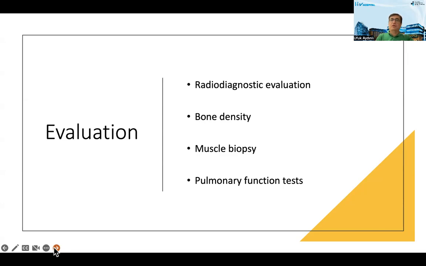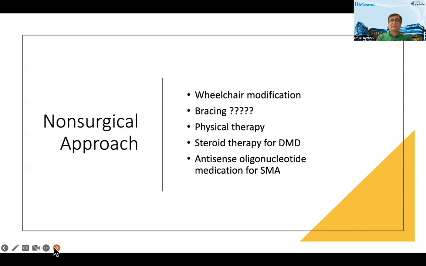The evaluation also should be done with radiodiagnostic techniques. Bone density is important. Sometimes we need to have the muscle biopsy to understand the pathology, and also, if possible, pulmonary function tests. It is not always possible because of the patient's coordination, but if possible, we should do that. So non-surgical approaches will be wheelchair modification.